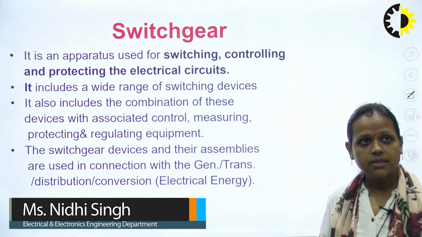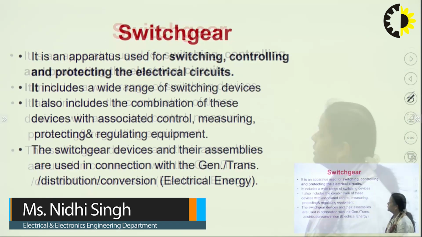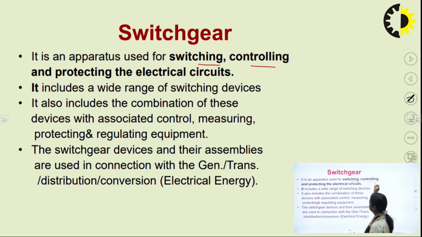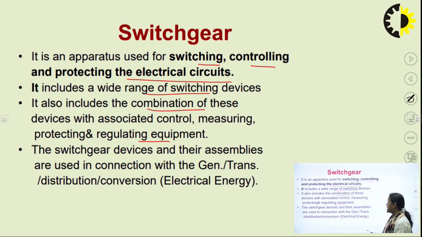So, the first is the switchgear. It is an apparatus used for switching, controlling and protecting the electrical circuit, right? We need some kind of apparatus to protect our electrical circuit, and it includes a wide range of switching devices. It also includes the combination of these devices with associated control, measuring, protecting and regulating equipment. The switchgear devices and their assemblies are used in connection with the generation, transmission, distribution and conversion in electrical engineering.